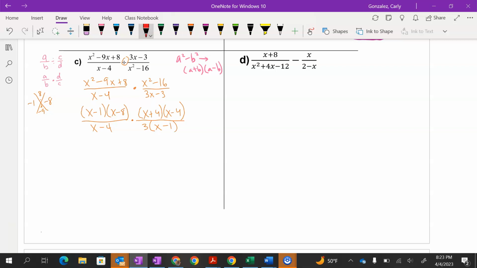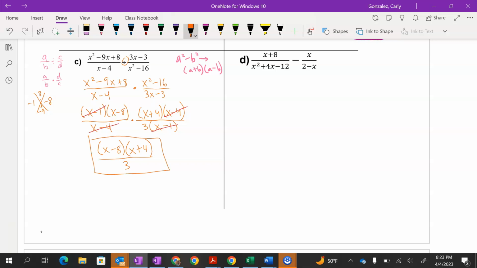So now we look, are there any identical factors in the numerator and denominator? And we have an x minus 1 in the numerator and 1 in the denominator, so those could cancel out. And we have an x minus 4. And so our final answer is, we'll just multiply straight across and get that x minus 8 times an x plus 4. And in the denominator, we only have a 3. So this is an acceptable answer.